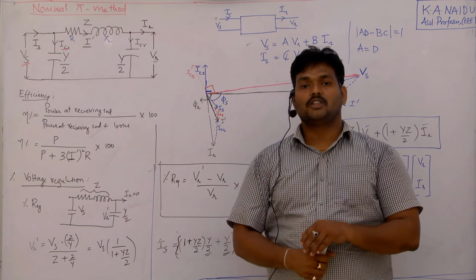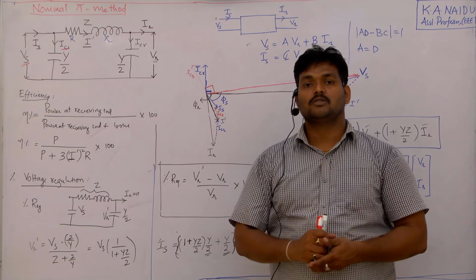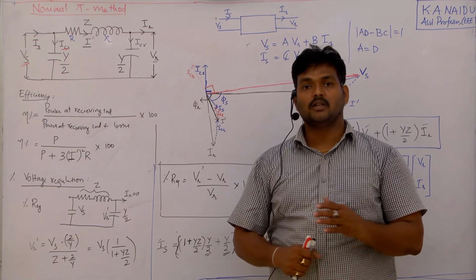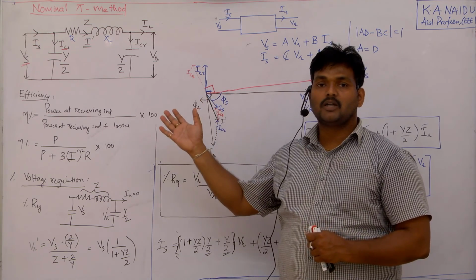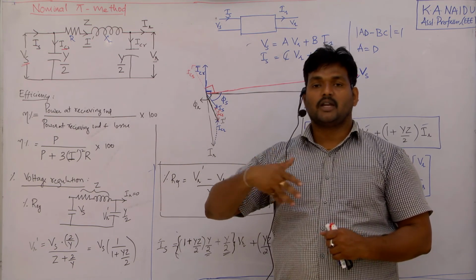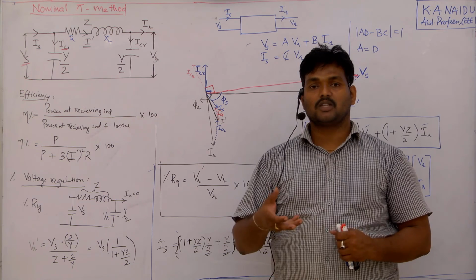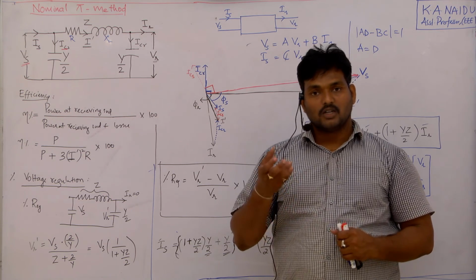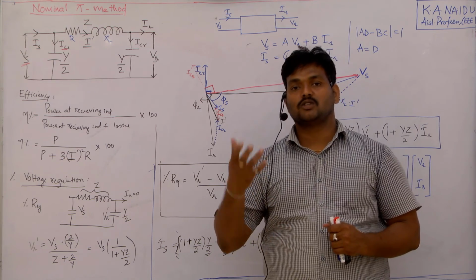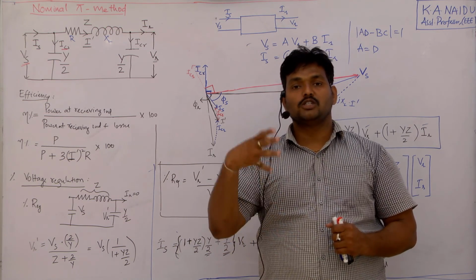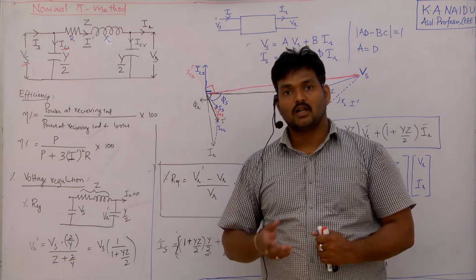Okay, so with this we complete the short and medium transmission lines. In the next class, we will do the numericals based on the nominal T method and nominal pi method, and we will evaluate which one is the best method for analyzing the medium transmission line. Which one is the optimistic method and which one is the pessimistic method, and which is more preferably used for practical purposes.